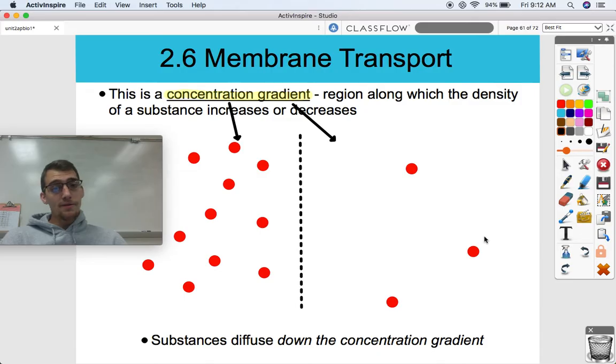You might have heard the word gradient before, like when it comes to colors. There's a gradient of colors ranging from red to purple, right? It's kind of similar. Another word that you might hear, gradient or grade, is when you're going up or down a hill. So imagine this: in the area with the high concentration, molecules are going to move to the area of low concentration until they're equal, right?